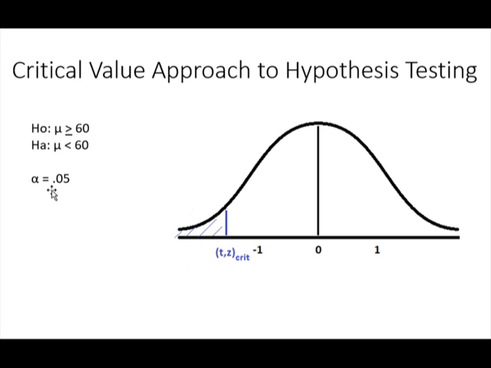Because we chose a significance level of alpha equals 0.05, this rejection zone needs to have an area of 0.05. And our critical value that defines that threshold is a value from the t or the z distribution that has 5% of values below it.